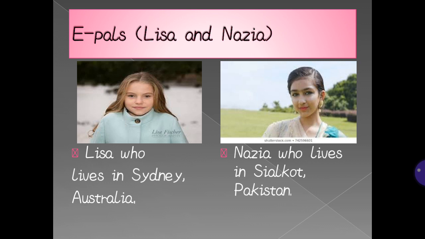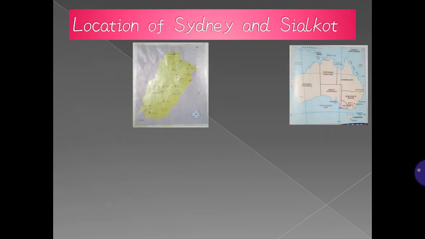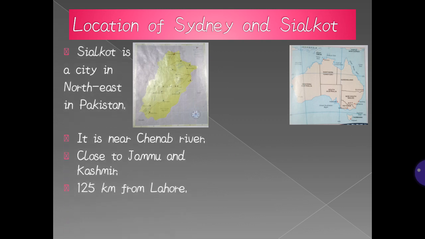So we are going to learn about the different cities and the different countries, starting with the location of both cities. If we talk about Sialkot, Sialkot is a city in northeast Punjab in Pakistan. It is near the Chenab River and is close to Jammu and Kashmir. Sialkot is about 125 kilometers north of Lahore, the capital of Punjab.